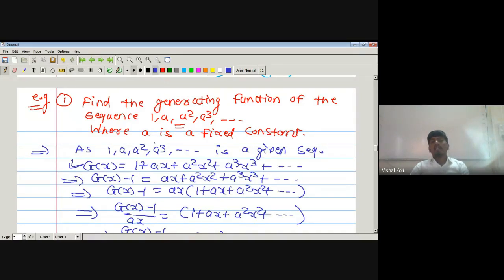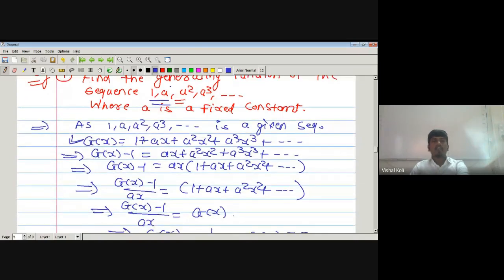If a0, a1, a2 up to so on, ak is a sequence, then how did we define the generating function? g(x) equal to a0 plus a1x plus a2x square plus so on. We just have to put the values of a0, a1, a2 up to so on from the given sequence. As the given sequence is 1, a, a square, a cube, we put a0 equal to 1, a1 equal to a, a2 equal to a square, a3 equal to a cube. Then we get the generating function as g(x) equal to 1 plus ax plus a square x square plus a cube x cube and so on.